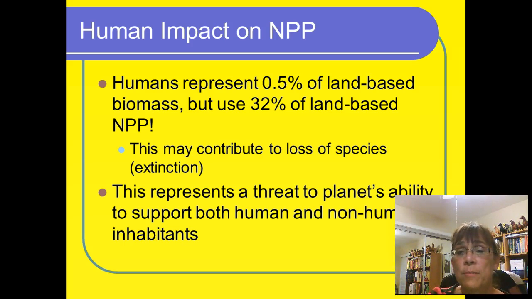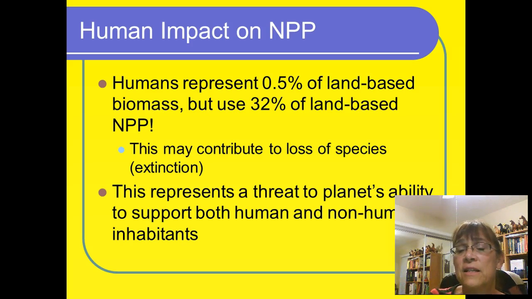Okay, human impact on net primary productivity. We represent 0.5% of the biomass, but we use 32% of the net primary productivity. So what does this mean? Once again, we looked at developed nations a couple of days ago in class and how they used most of the resources. Well, this is the human race altogether, and we're a fraction of a percent of biomass, but yet we're using 32% of it.